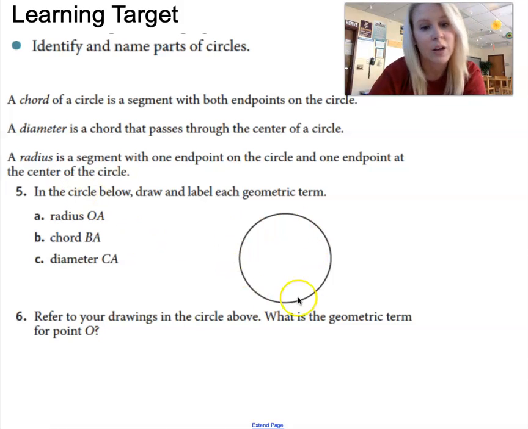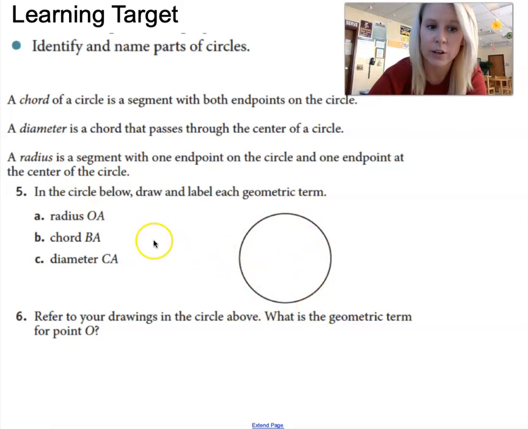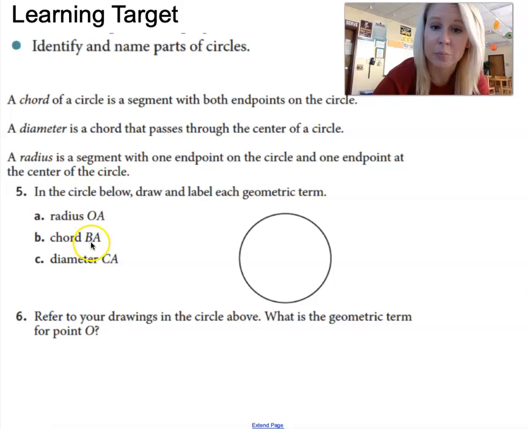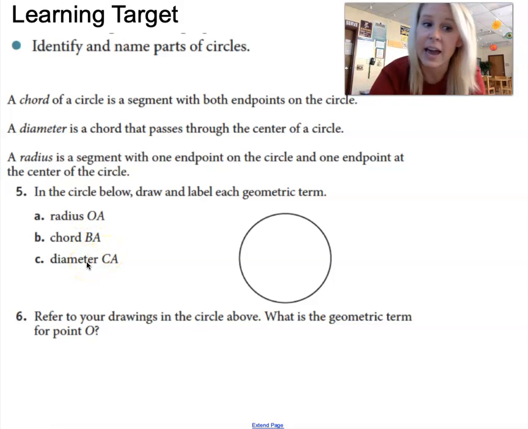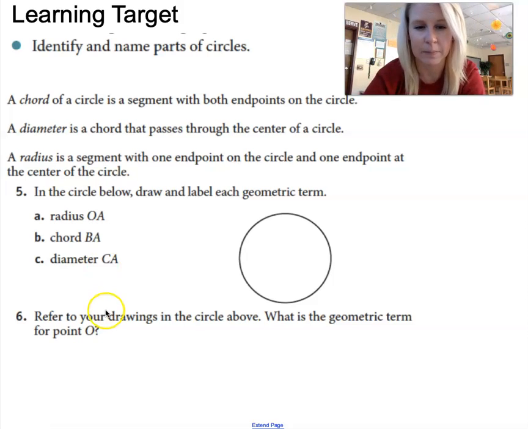So below you have a circle, and I want you to draw a radius and label it OA. Draw a chord and label it BA, and then draw a diameter and call it CA. You may have to look at the ordering and the lettering to figure out where the center of the circle is before you can start drawing.